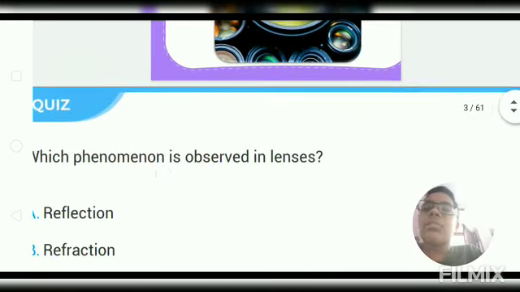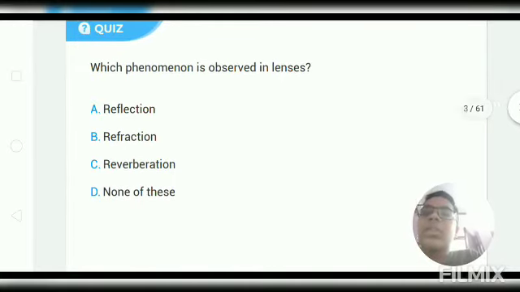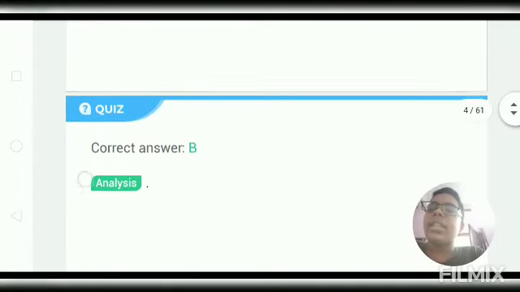Let us have a small quiz on the above topic. Which phenomenon is observed in lenses? I will give you some time, you can guess the answer. The thing that is observed in the lenses is refraction. So the correct answer is option B.